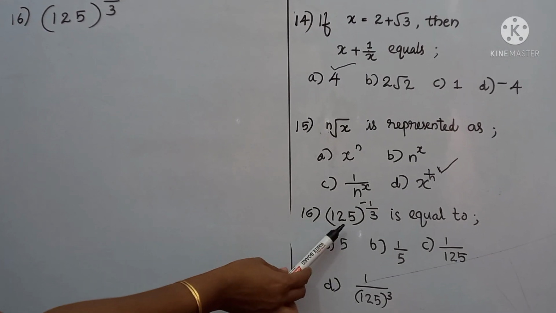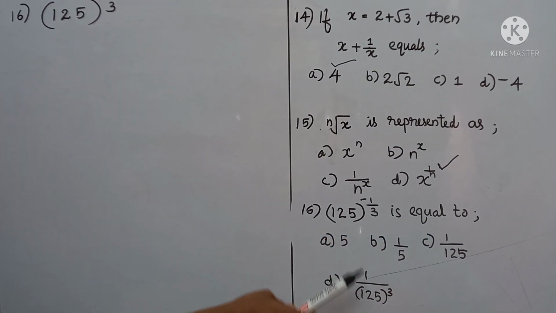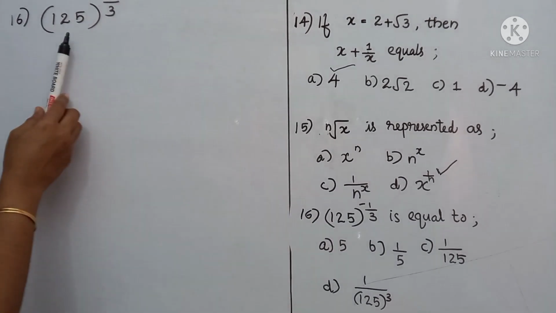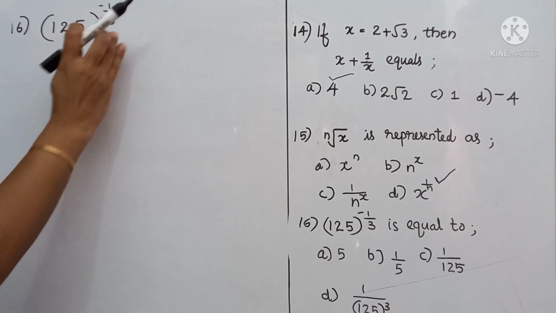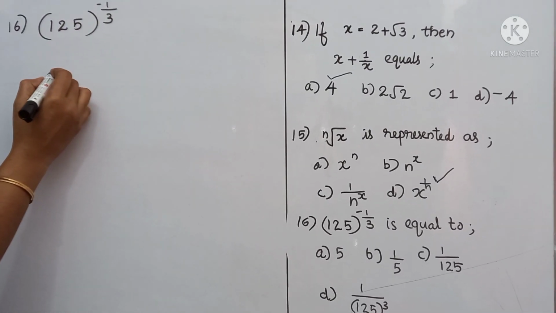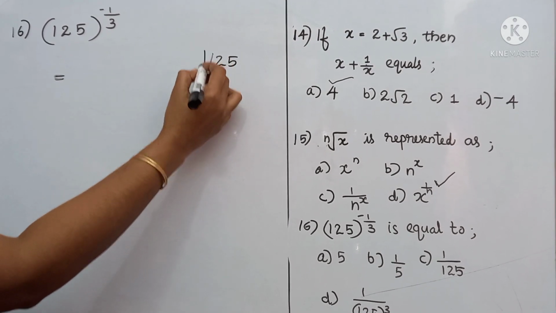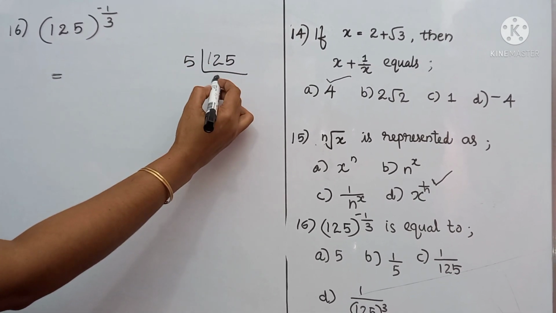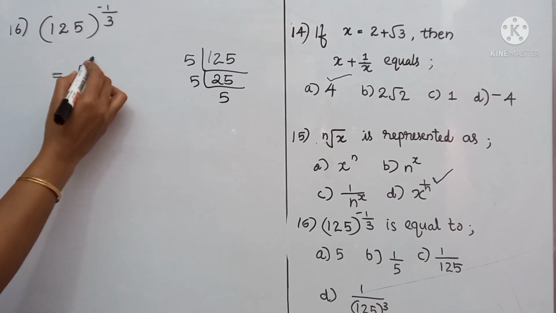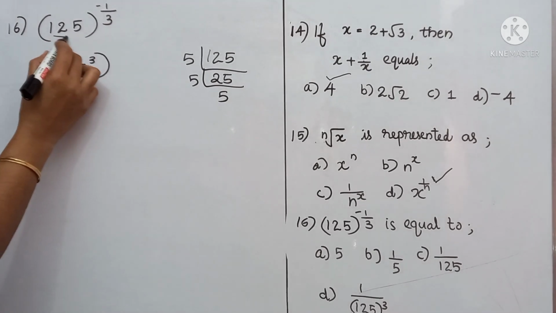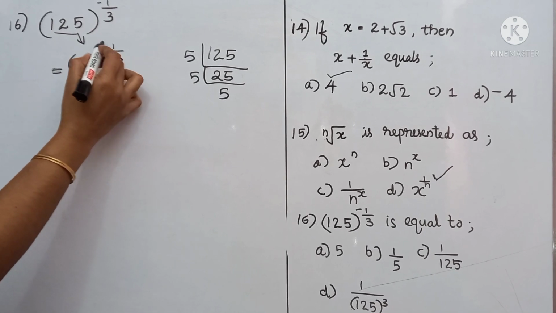Question number 16. 125 raised to the power minus 1 by 3 is equal to, the options are given here. We have to find that answer. Here 125 raised to minus 1 by 3. We know 125 we can write as 5 cube, or factorize this, we are getting it as 5 cube. So instead of 125 we have written here 5 cube, the whole raised to minus 1 by 3.